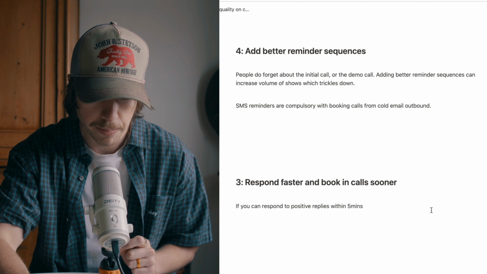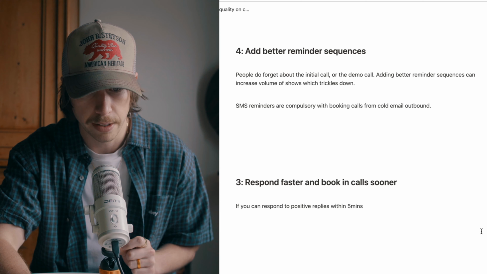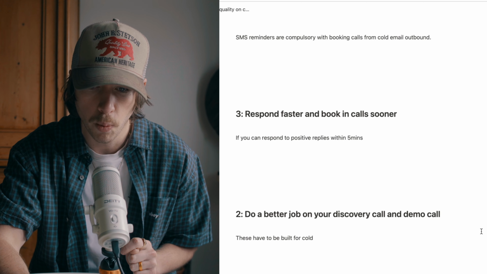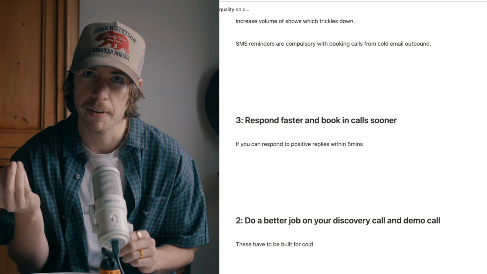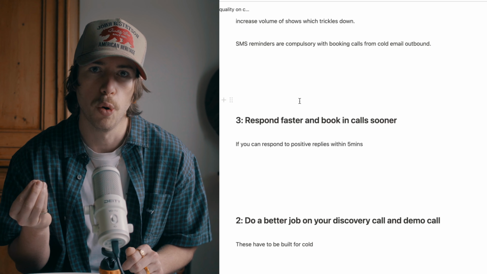So the next one is a huge one that very few people that we work with actually know how to do, and that's doing a discovery call and having a demo built for cold outbound.